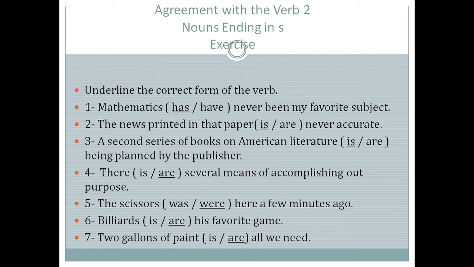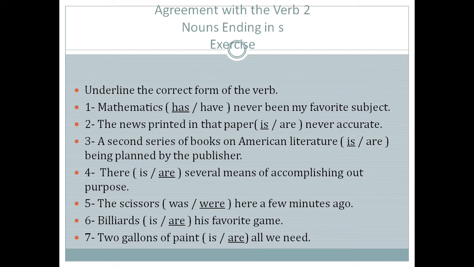Number 3: a second series of books on American literature is a second series. So, a second series of books, here a second series is referred to as a unit, so it takes a singular verb is. So a second series of books on American literature is being planned by the publisher. Number 4: there is or are, but the correct answer is are. There are several means of accomplishing our purpose.